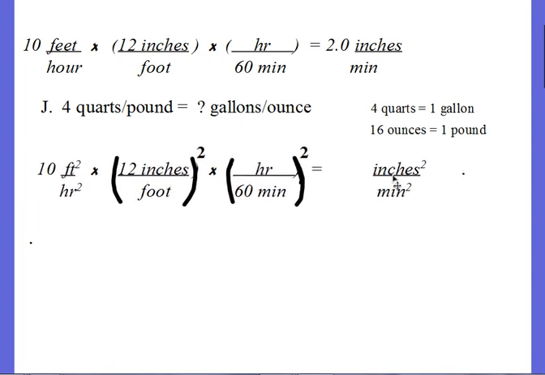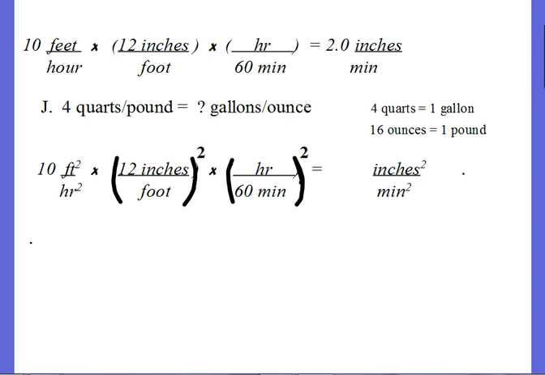What about when the units are squared? Well, rather than trying to have square inches per square foot so that the square feet can go away and be replaced by square inches, I suggest you write it to the first degree. That's how the relationship between inches and feet is defined, and then take that name for 1 and square it, because 1 squared is 1. Please note this 2 distributes, so this is 12 squared inches squared per foot squared, and this is hours squared per 60 squared minutes squared.